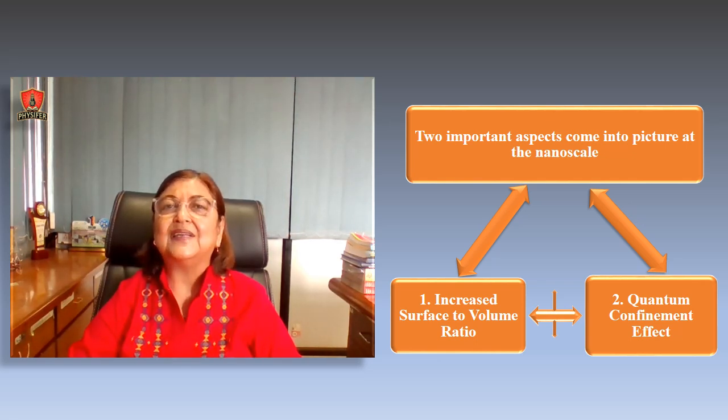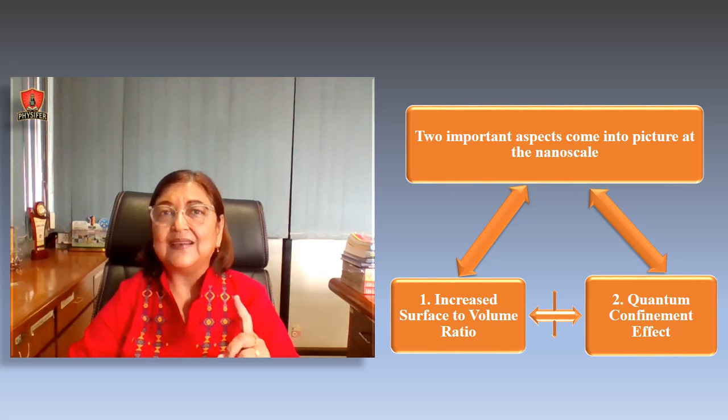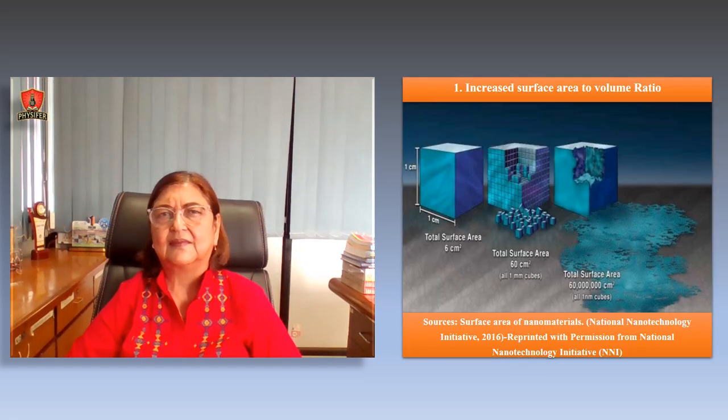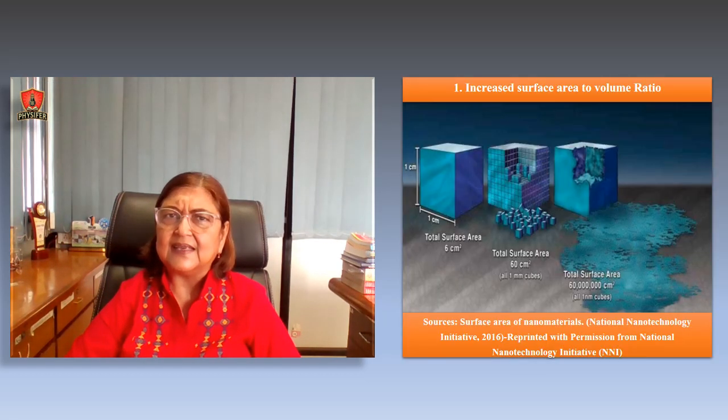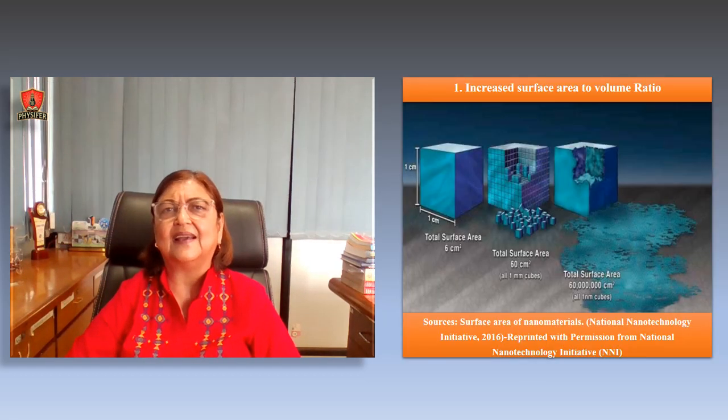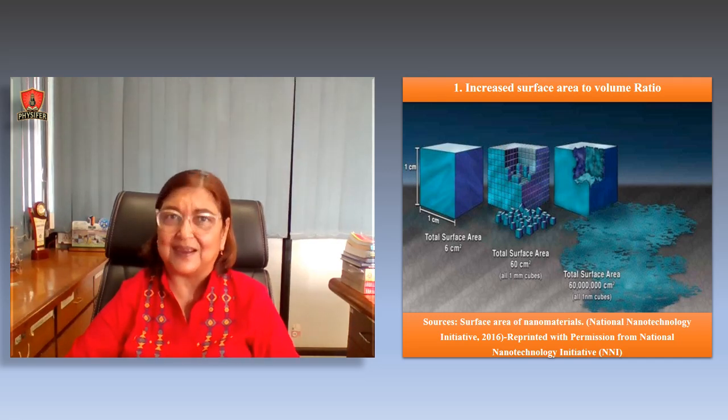Two important aspects come into the picture at the nanoscale. One is enhanced surface area and the other is the quantum confinement effect. As the particle size decreases, the surface area increases. Smaller the particle size, larger the surface area, and more material particles come on the surface and are exposed to the surrounding environment, making the material highly reactive.